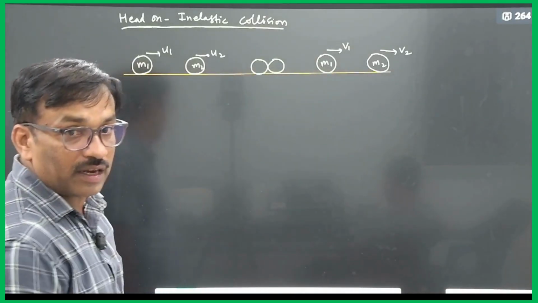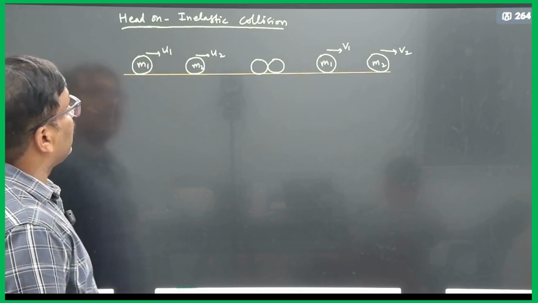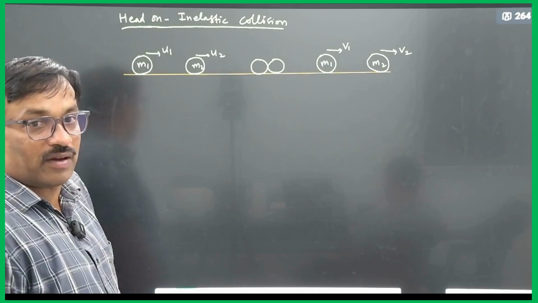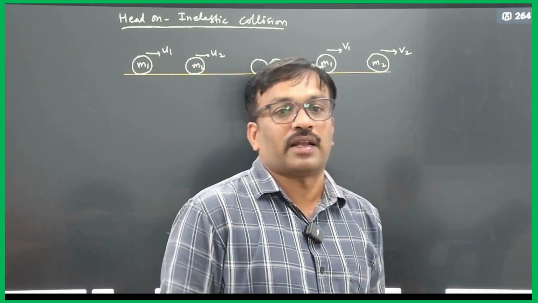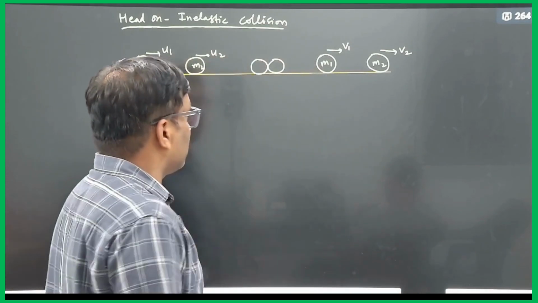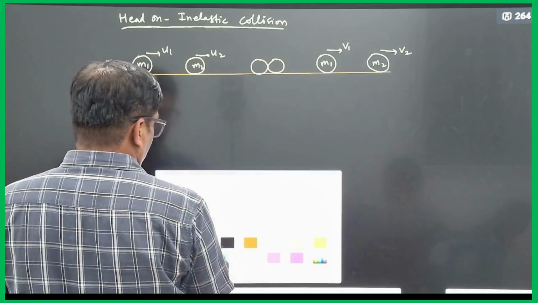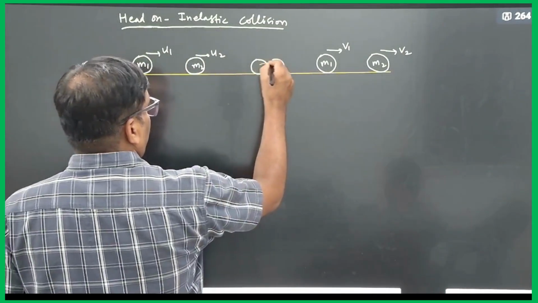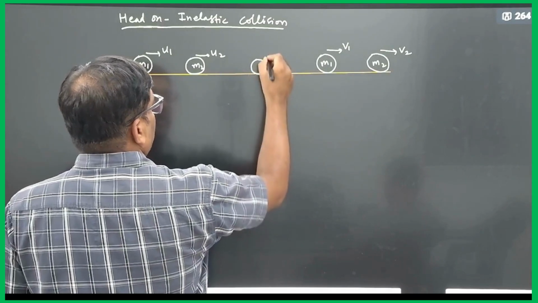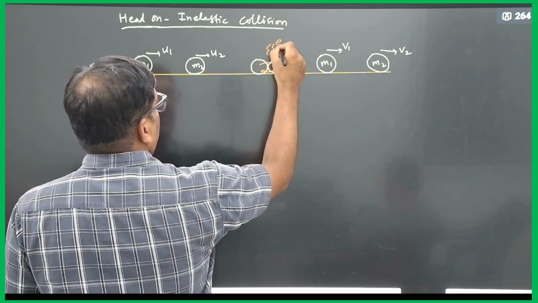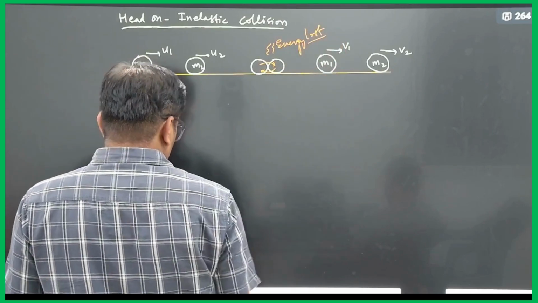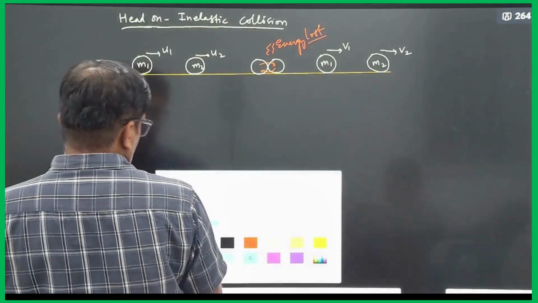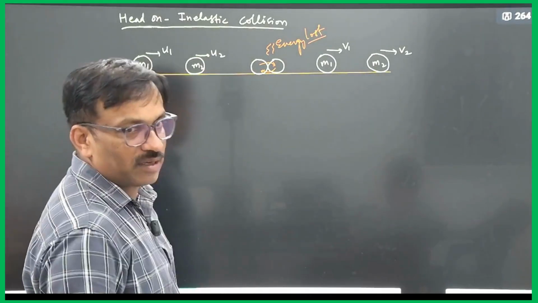Right. Second one, head-on inelastic collision. Now, what is head-on inelastic collision? Head-on means going in a straight line. Inelastic means while colliding, what will happen? They will get collided, so definitely energy is lost. Whatever that energy loss may be, it doesn't matter here.